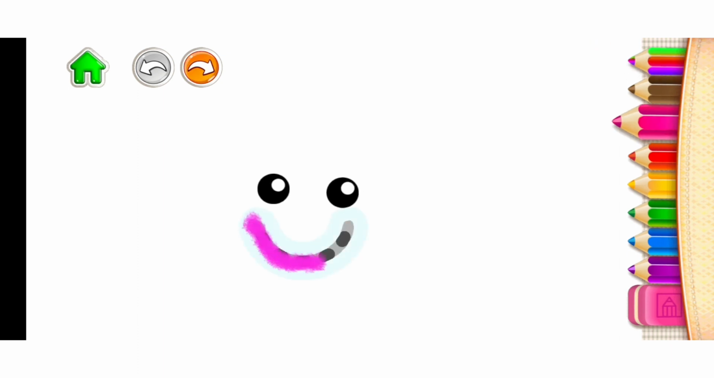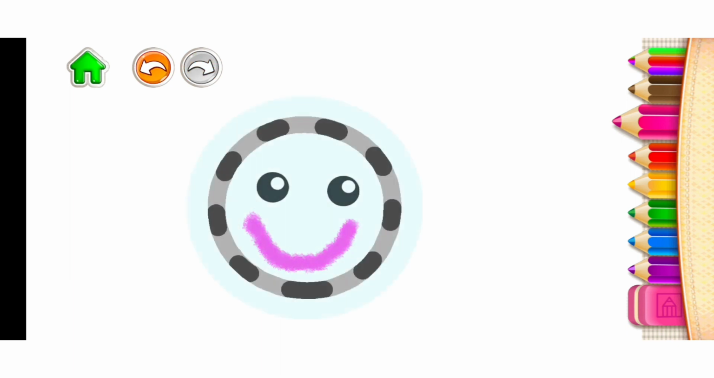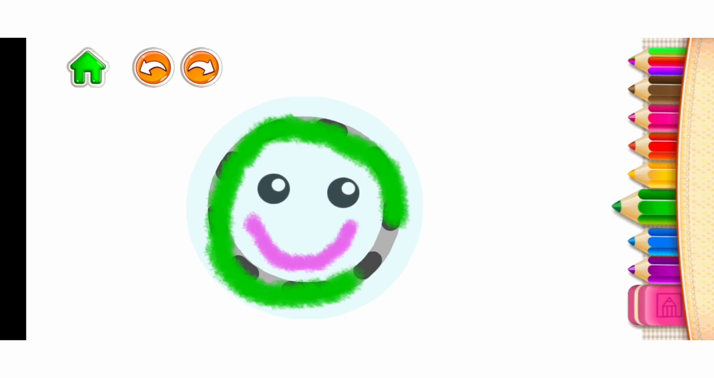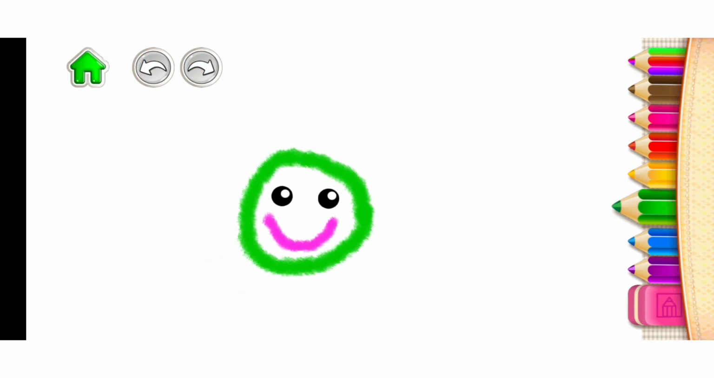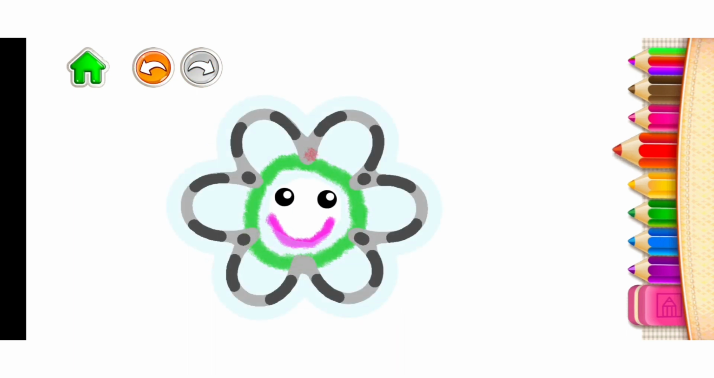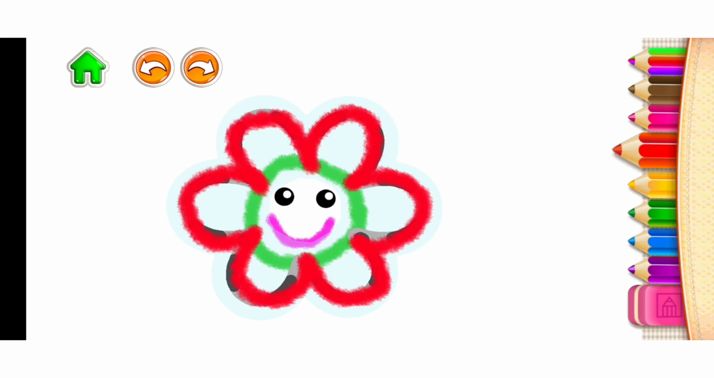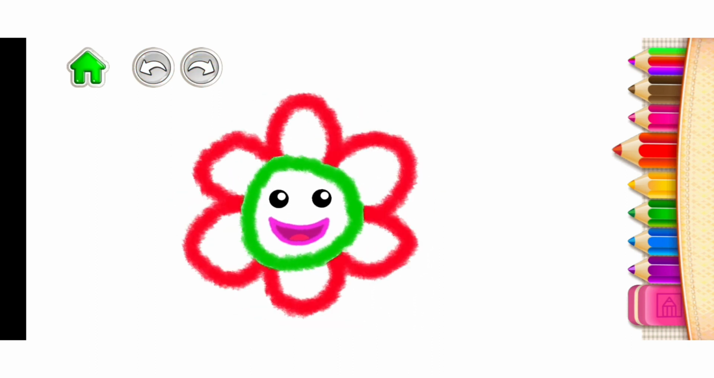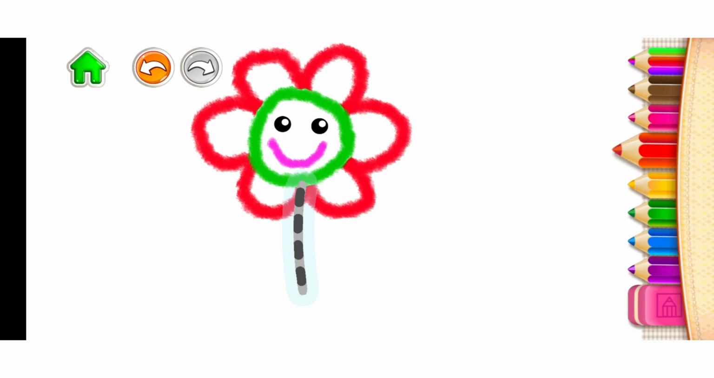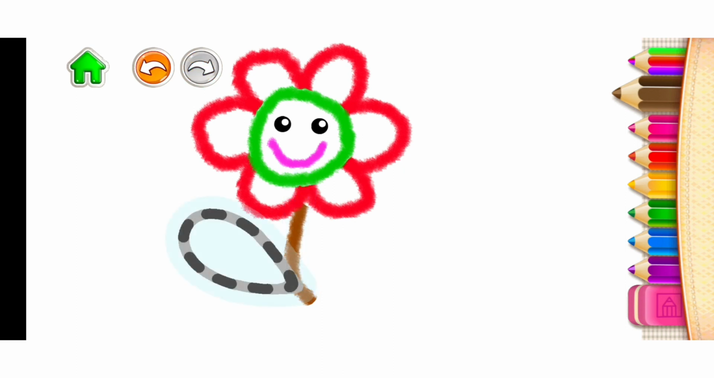Let's draw a beautiful flower. First, draw a smile. Now, draw a circle. Green. And petals. Red. Draw a stem, a long, straight line. And leaves. Green.